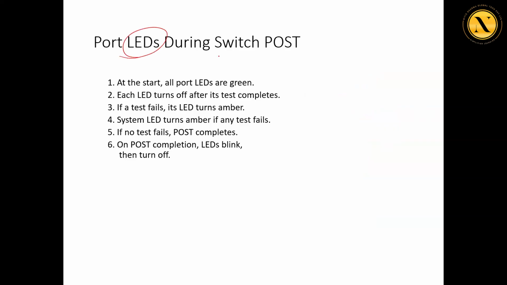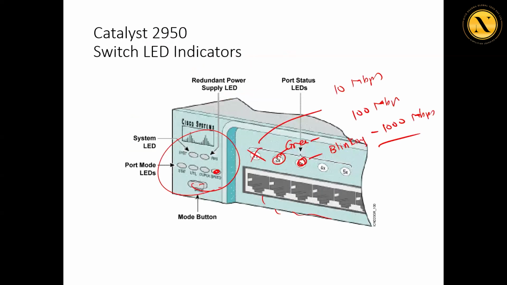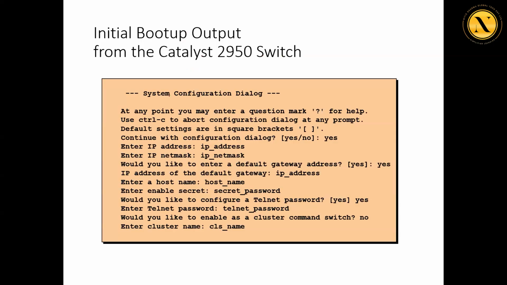So what happens when you turn on a switch? At the start, all port LEDs are green. Each LED turns off after its test completes. If a test fails, its LED turns amber. The system LED also turns amber if any test fails. If no test fails, POST completes successfully, and on POST completion, LEDs blink and then turn off. And then they will blink only when data is coming in or going out from that port. Okay. So now, initial boot up output, 2950, old switch, but it's okay, right?